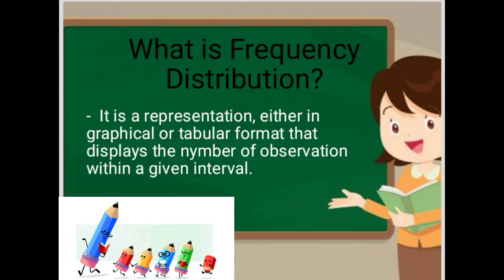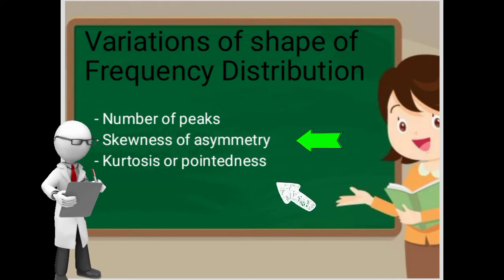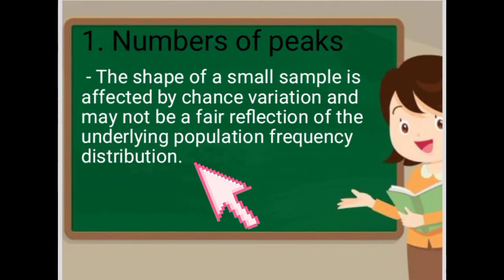As we all know, a frequency distribution is a list, table, or graph that displays the frequency of various outcomes in a sample. It is a representation, either in graphical or tabular format, that displays the number of observations within a given interval. So, in determining the variations in the shape of the frequency distribution, we have three bases: first is the number of peaks, then skewness or asymmetry, and the kurtosis or the pointedness.